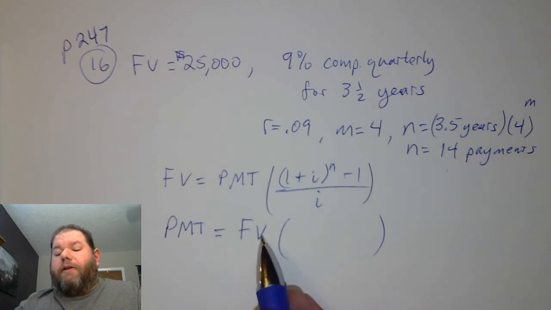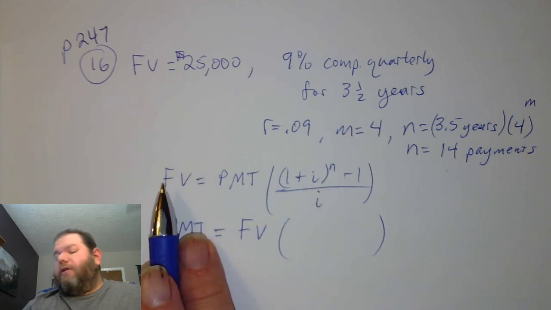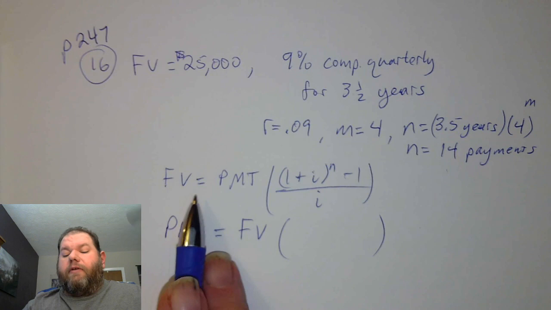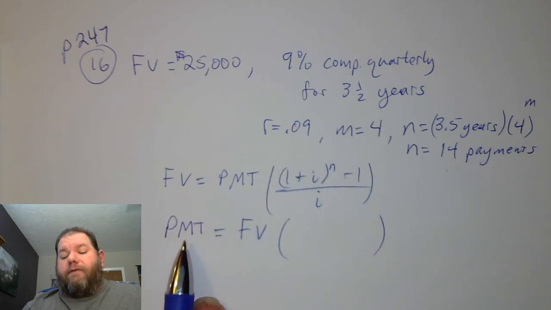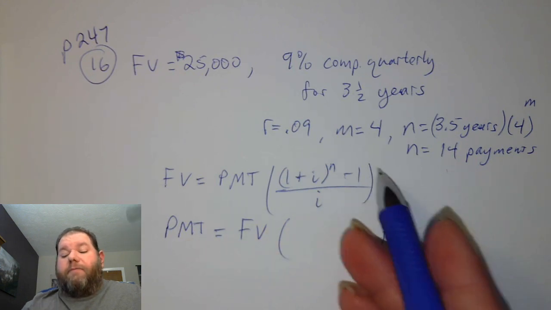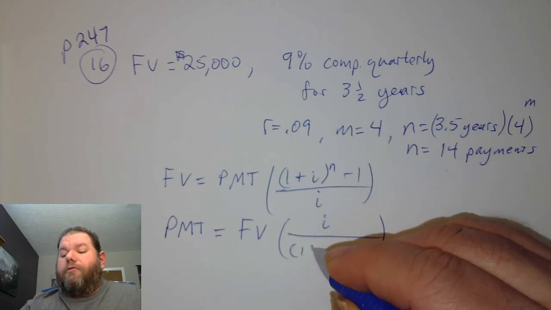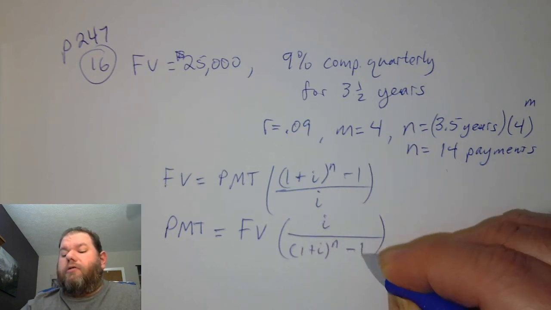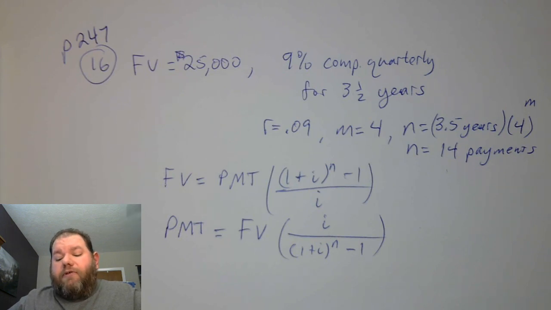Well, whatever this fraction is on this side, if we want to move it to the other side, we basically have to divide. We have to take future value divided by this expression to get payment by itself. But if we're dividing by a fraction, it's the same thing as multiplying by the reciprocal. So we can say payment is equal to the future value times I over 1 plus I to the n minus 1.